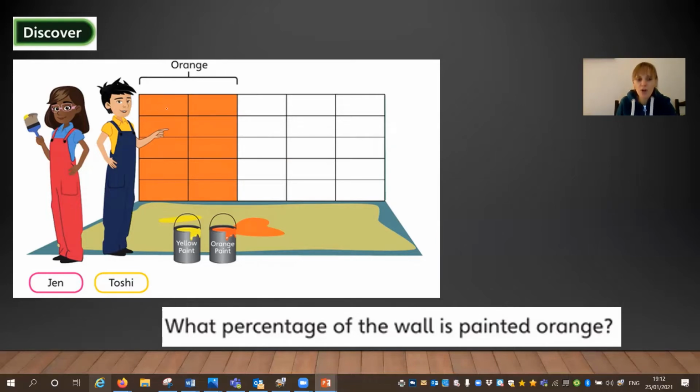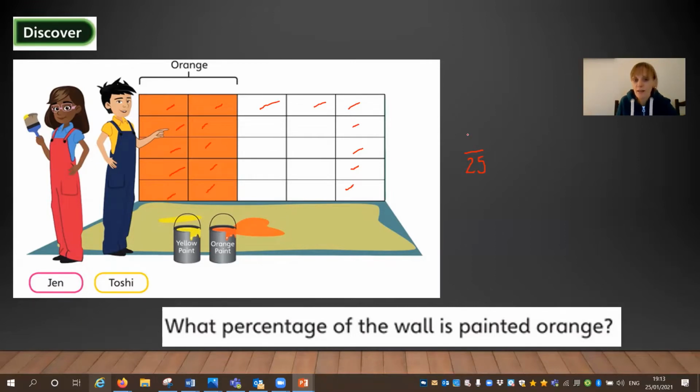Now, if I count across the top, 1, 2, 3, 4, 5, and count down, 1, 2, 3, 4, 5. 5 times 5. So there are 25 parts to this wall. Now that 25, we all know, makes our denominator. Now, how many are shaded of the 25? We can just count them now, can't we? 1, 2, 3, 4, 5, 6, 7, 8, 9, 10.